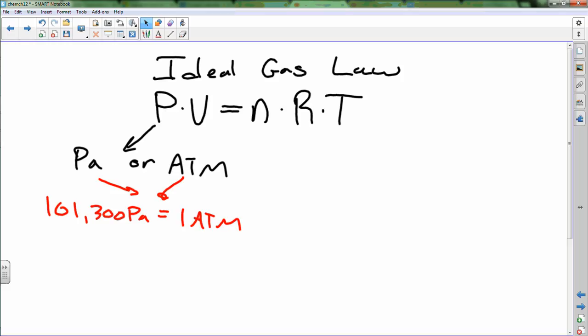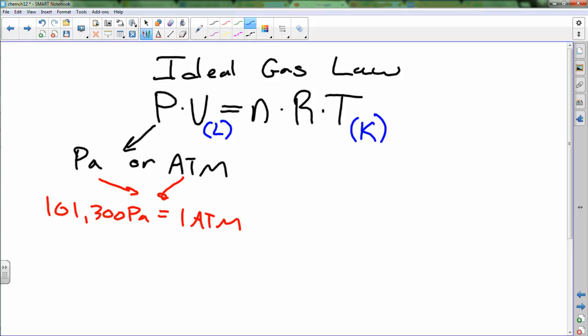Okay? So V, volume, should be measured in liters, and T, temperature, always should go in as Kelvin. You may be given temperatures in Celsius, but that's why we learn how to convert between Celsius and Kelvin. In the ideal gas law, when you put numbers in, those should go in as Kelvin every time. So make sure you're doing that conversion if you're using this.